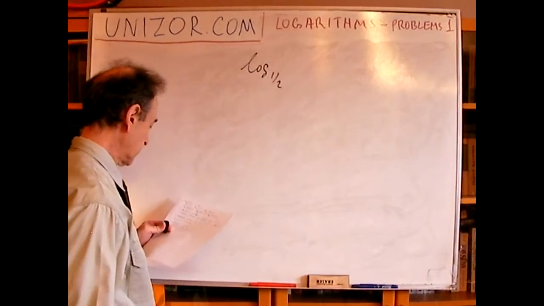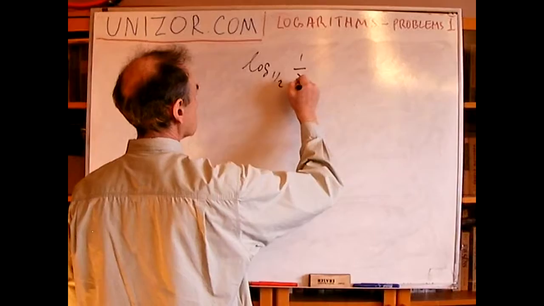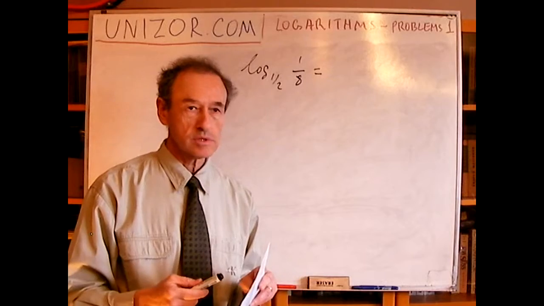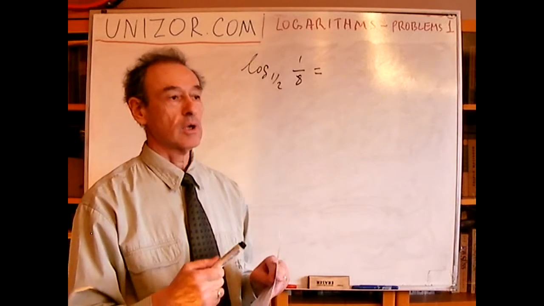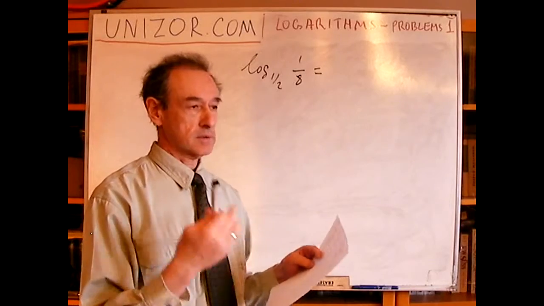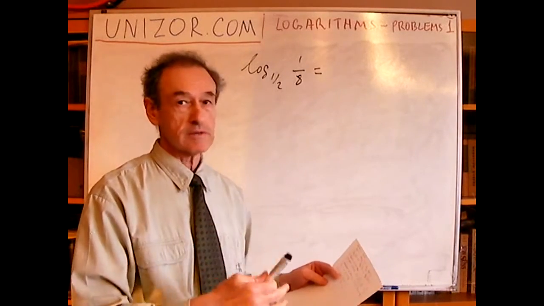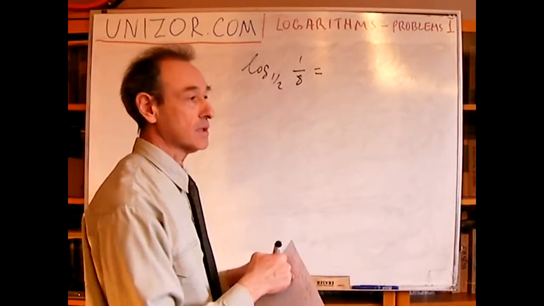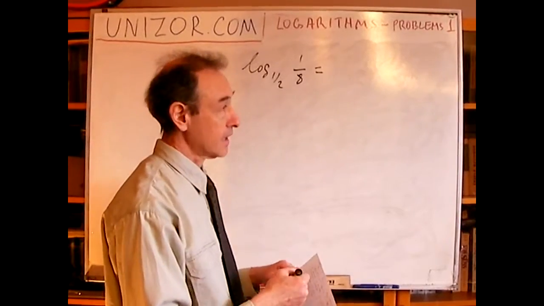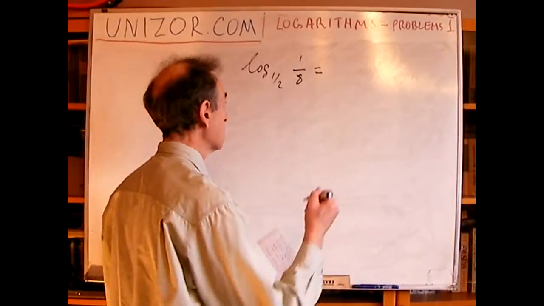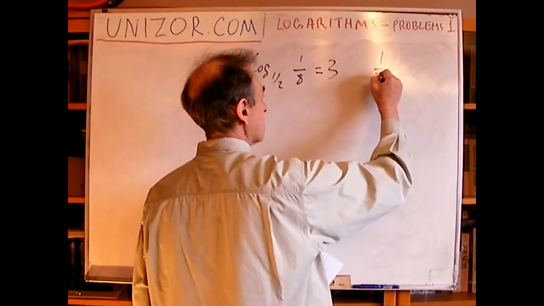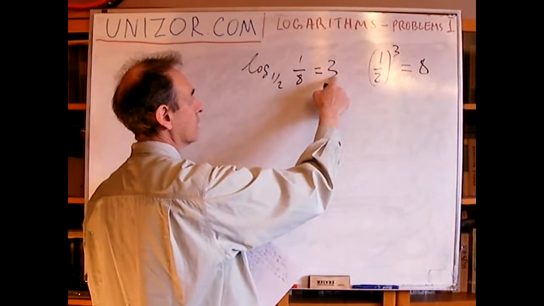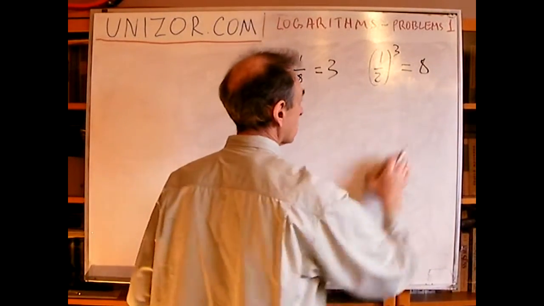Log base 1/2 of 1/8. Well, let's think about it. What power should I use to raise 1/2 to get 1/8? Well, the power of 1 gives me 1/2, the power of 2 gives me 1/2 times 1/2, so it's 1/4. And finally, the power of 3 gives me 1/2 times 1/2 times 1/2, and that would be 1/8 actually. So it should be 3. And this is the verification. 1/2 to the power of 3 is equal to 1/8. Oh, I'm sorry, 1/8, not 8.